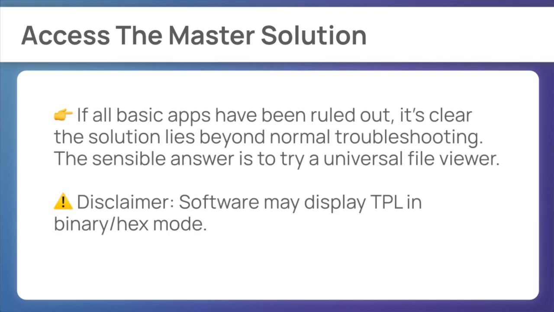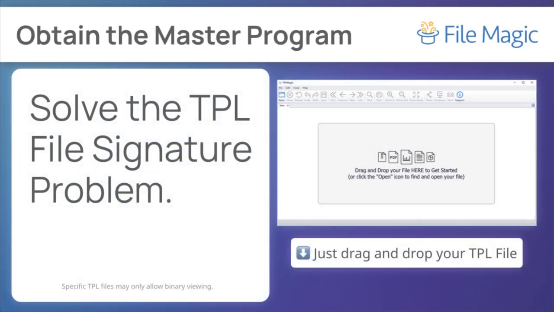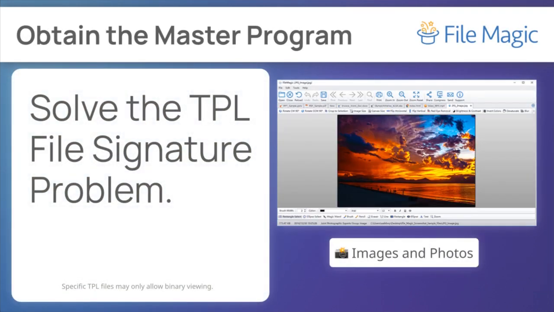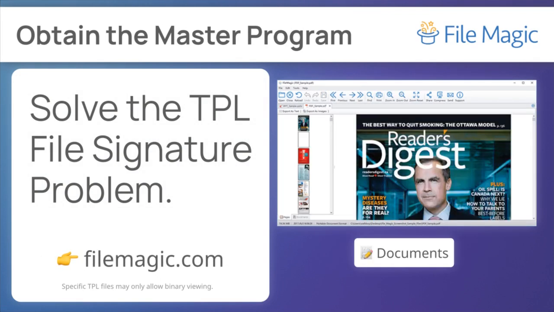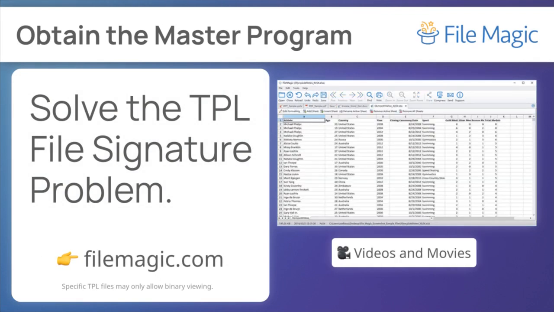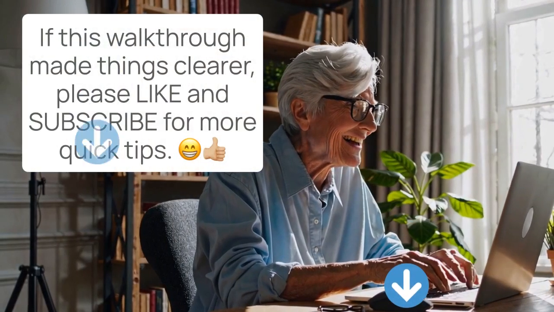If standard solutions cannot break the structural TPL format barrier, the professional decoding utility is the only dependable fix worth trying. When the problem persists after using specialized software, the TPL problem lies in the format's complexity. FileMagick is engineered to master hundreds of formats that Windows ignores. Go to filemagick.com. Remember to always back up your original files first.